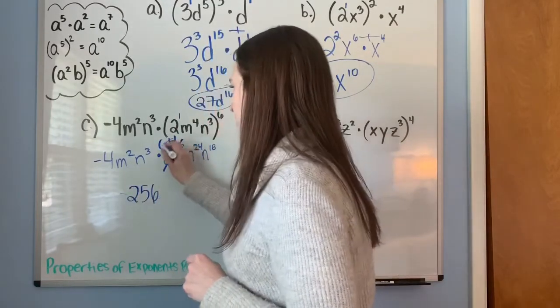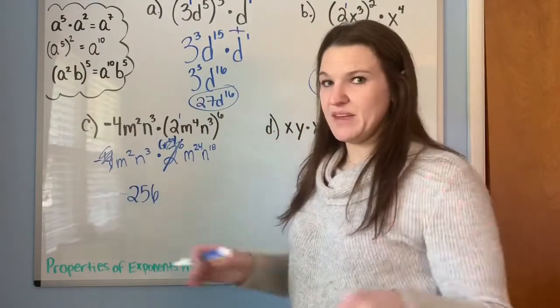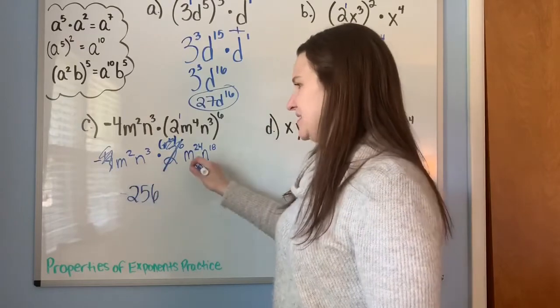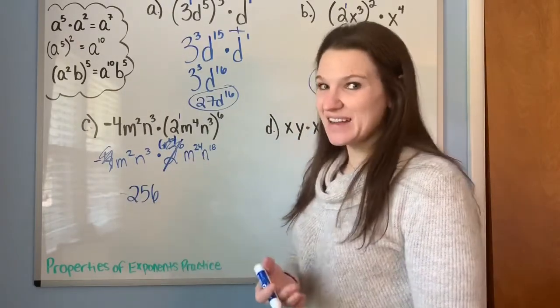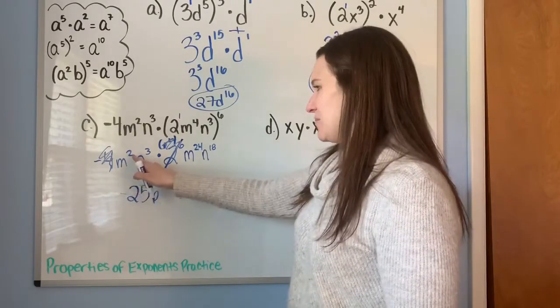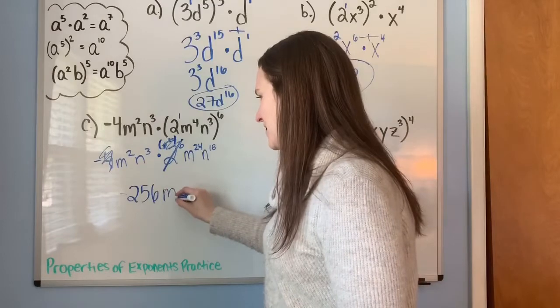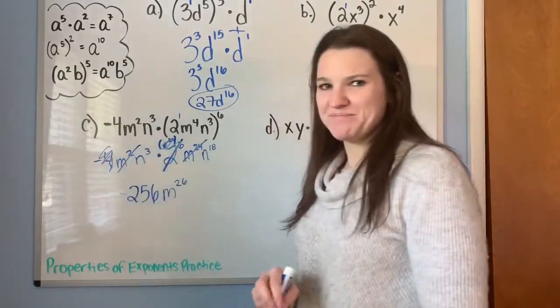-256. Now both of those are gone because I already multiplied those. I like to get rid of things that are very simplified. Same base, we're multiplying across, so we need to add our exponents. So m to the 2nd power, m to the 24th, you add those together and get m to the 26th. Cross them off, you're done with them.